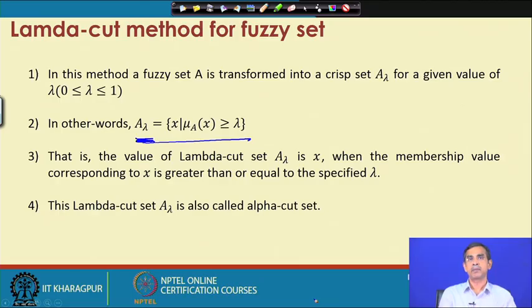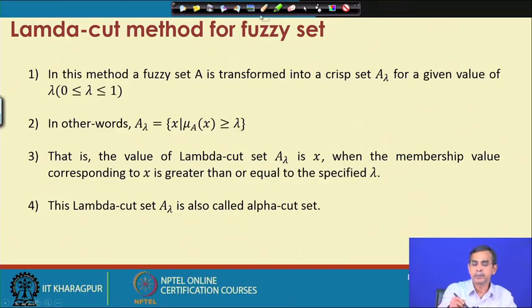That means, from the given fuzzy set we can find a crisp set consisting of the elements whose membership value is greater than or equal to lambda. This also depends on the value of lambda. For different values of lambda, definitely A lambda will be different. A lambda is also alternatively called the alpha cut set, because we have discussed the cut set of a fuzzy set.